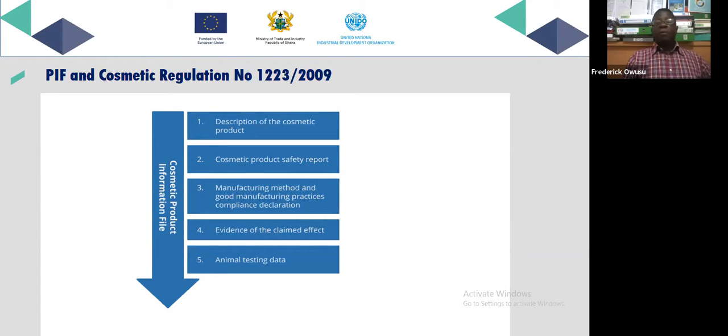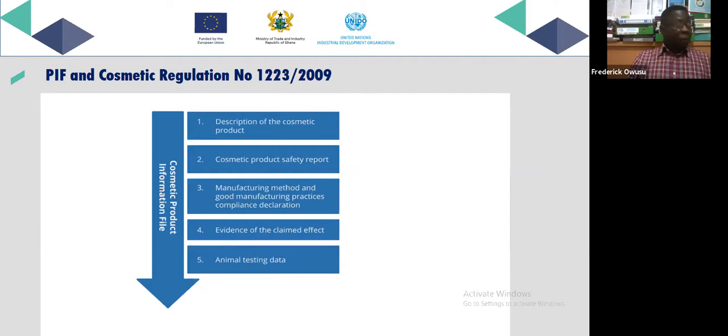should describe the product. And what are you talking about? The description of the cosmetic product. It should give it an identity so that whoever finds it on the shelf should be able to tell that this is the product that you read about in your document. It should also talk about the product safety report. The product safety report.